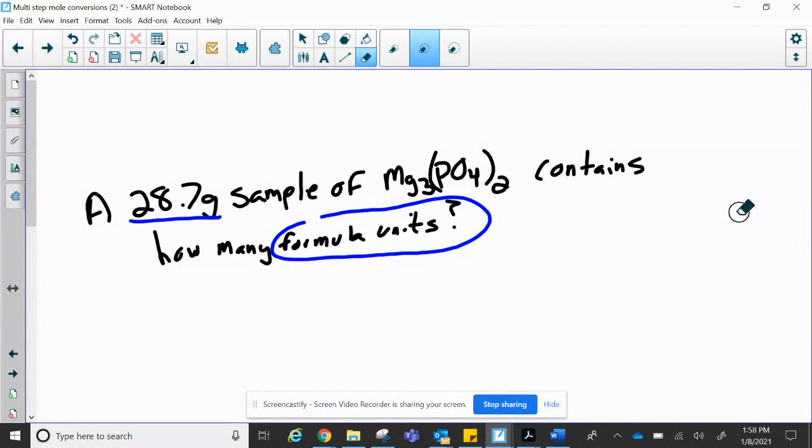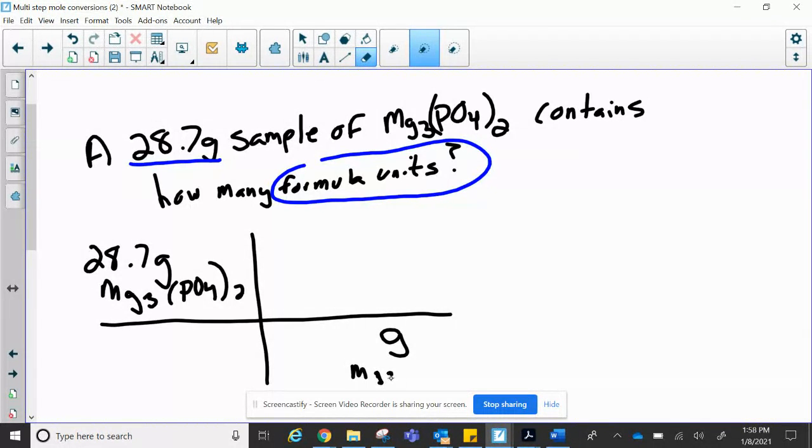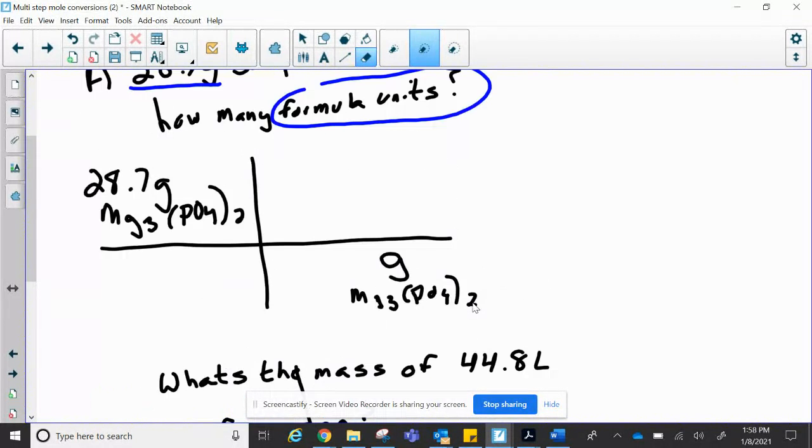Okay, so we're going to start with our given, 28.7 grams of Mg3(PO4)2. So of course, we know that on the bottom we have to have grams of Mg3(PO4)2. This is so hard to write with a stylus. All right, so we need to find our molar mass of that.